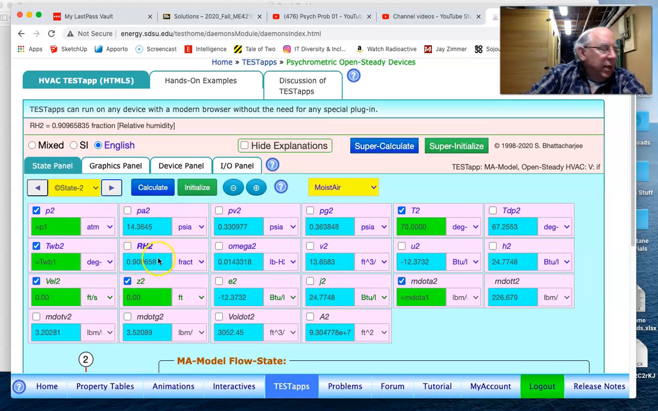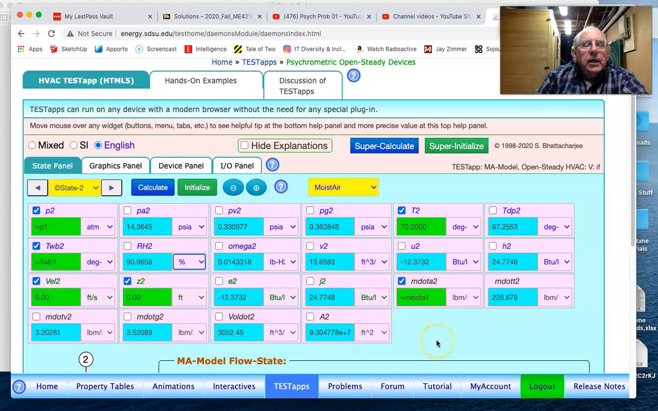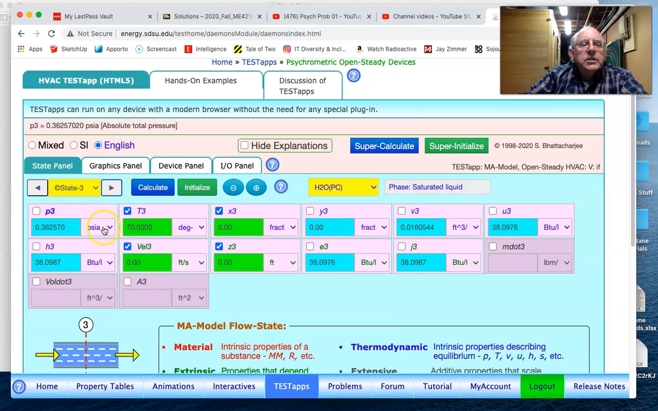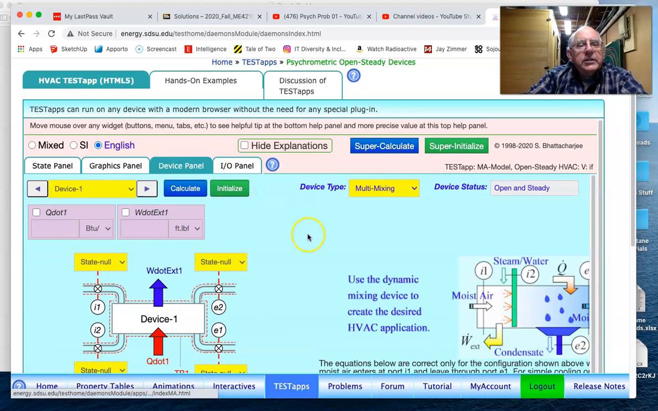We have the relative humidity exiting, and we'll put that in percentage. It's 90.96. That's basically due to that condition being specified and how much water is associated with that. Once we specify our state 3 as our liquid water, we'll be able to determine the mass flow rate of the water from the device panel that we set up.